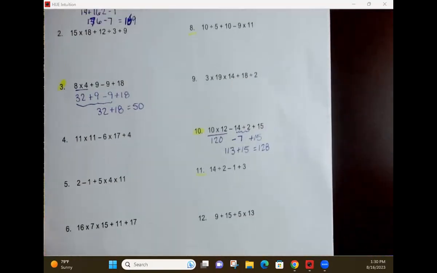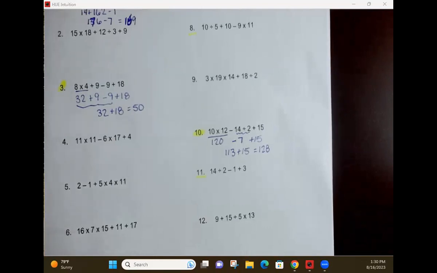Try number 8 and number 11. Order of operations. And then when you are done, if you want to double check with the neighbor, if you have questions while you're working, do it.